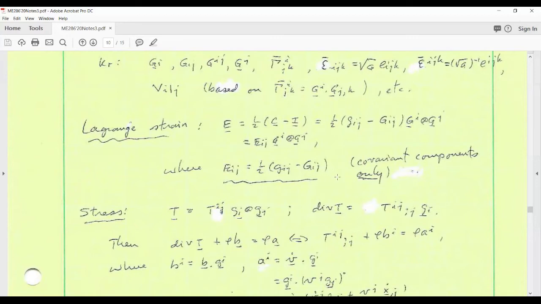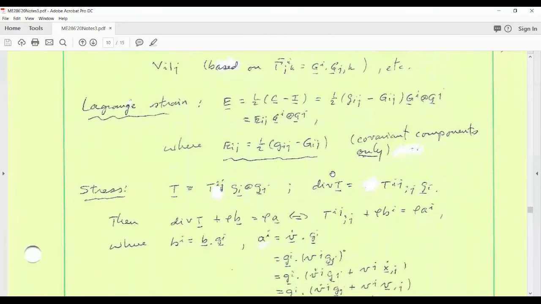This expression is only valid for covariant components. For example, E super ij is not equal to small g super ij minus capital G super ij, for the same reasons that we indicated previously. But nevertheless, it's a simple and elegant formula for the covariant components. The strain is just the difference of the metrics induced by the convective coordinate system, with the half, of course.